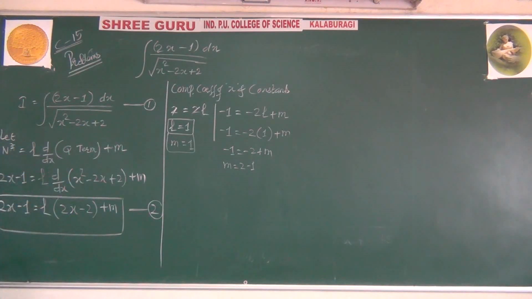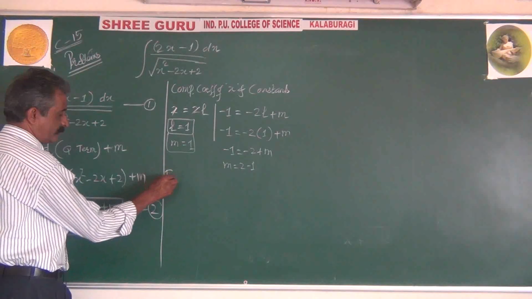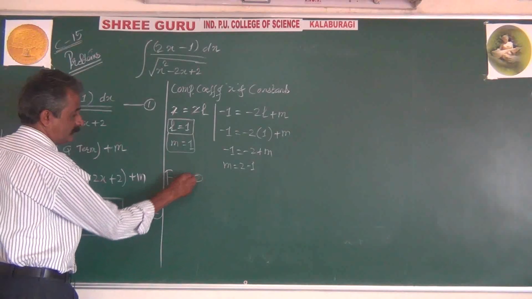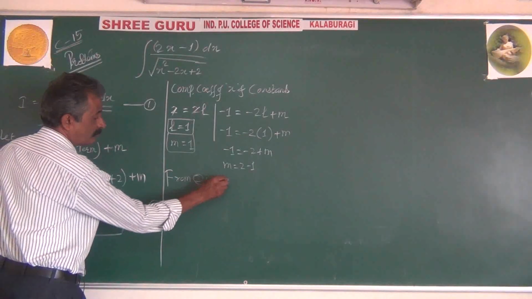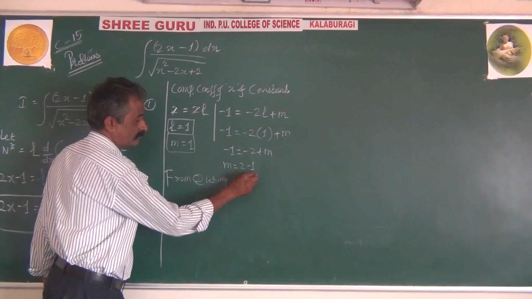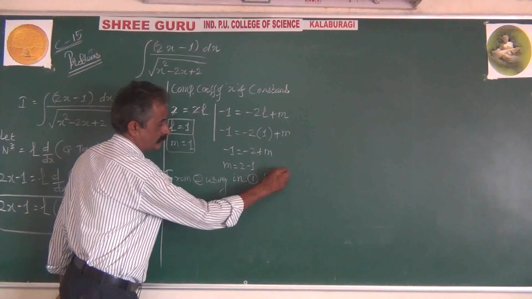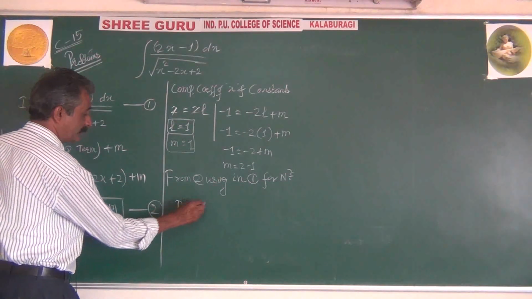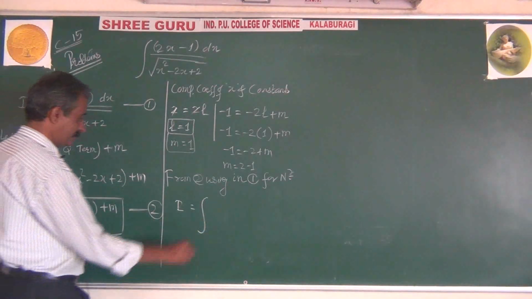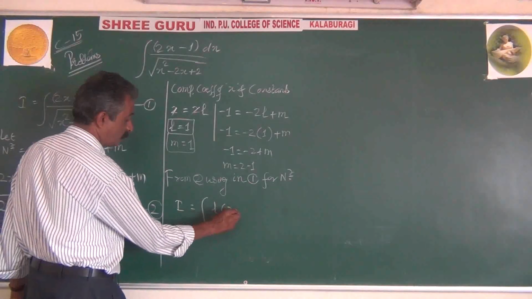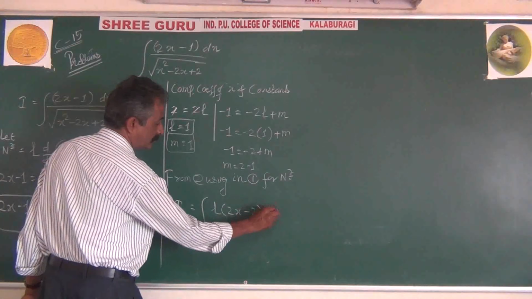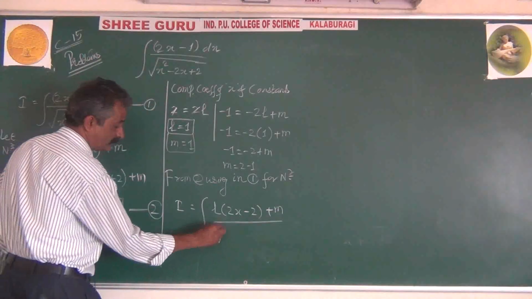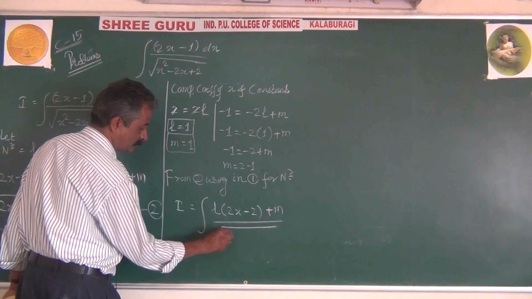From 2, using in 1, of course, for the numerator. What it becomes is that now I equals integration L into 2x minus 2 plus M divided by square root of x square minus 2x plus 2.